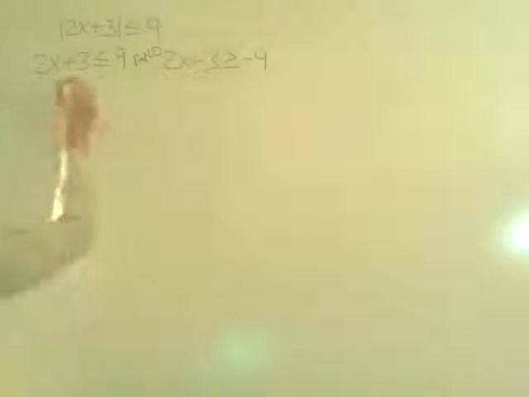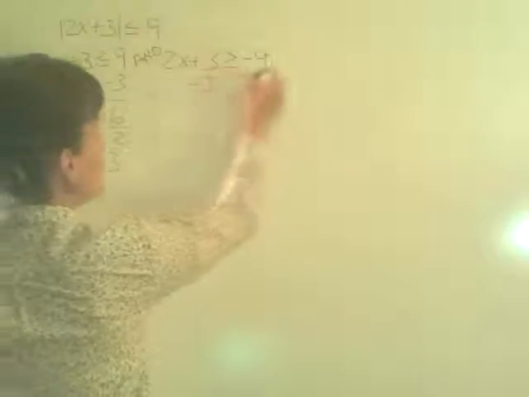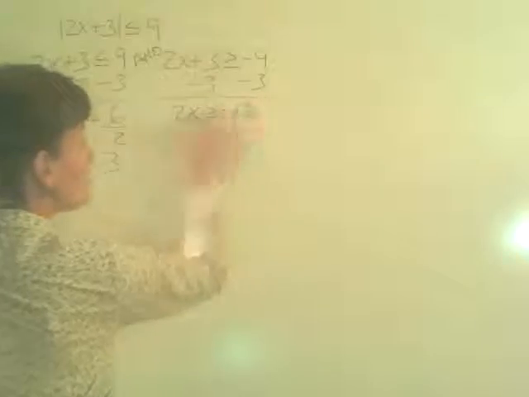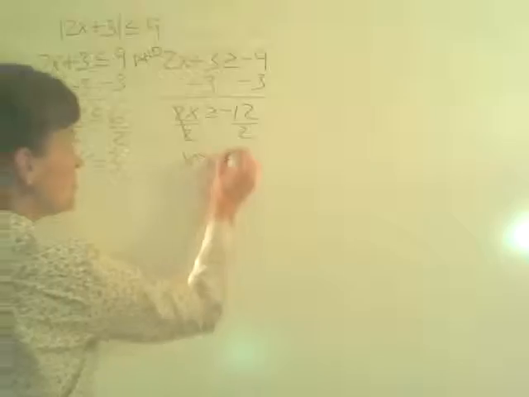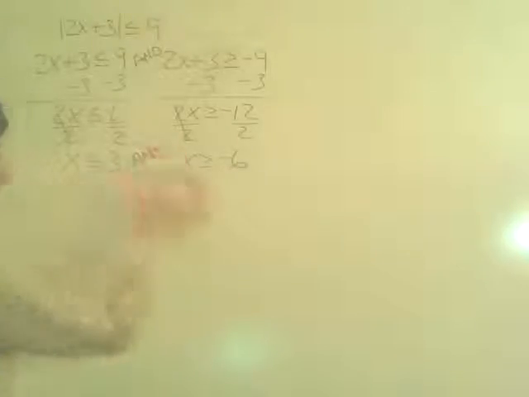All right, so let's solve these two inequalities. We have 2x is less than or equal to 6. Divide by 2, and I get x is less than or equal to 3. Here, I have 2x is greater than or equal to negative 12. Divide by 2, and I have x is greater than or equal to negative 6. Remember, I have the word and here. So this is my answer.